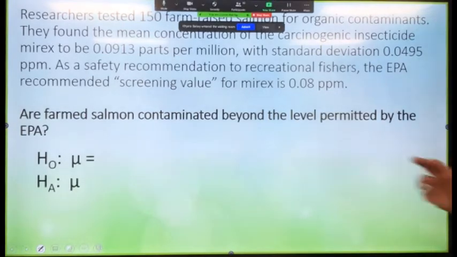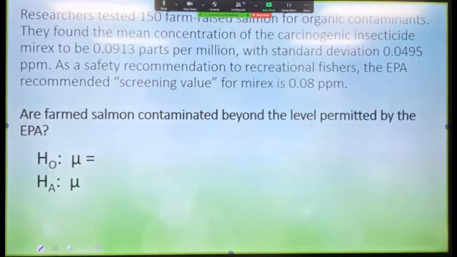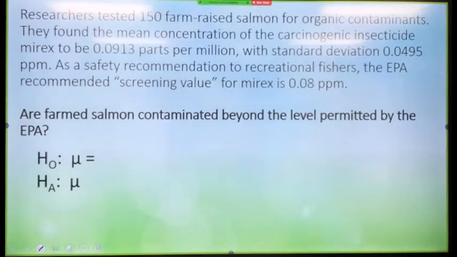Let's go through an example. Researchers test 150 farm-raised salmon for organic contaminants. Same as yesterday. We found the mean concentration of the carcinogenic insecticide Mirex to be 0.0913 parts per million with a standard deviation of 0.0495 ppm. As a safety recommendation to the recreational fishers, the EPA recommends a screening value for Mirex of 0.08 ppm. Do our farm salmon contaminate beyond the level permitted by the EPA?